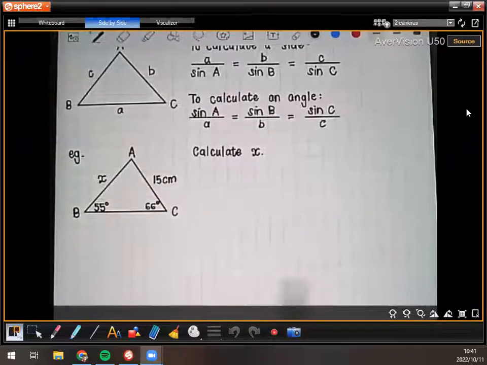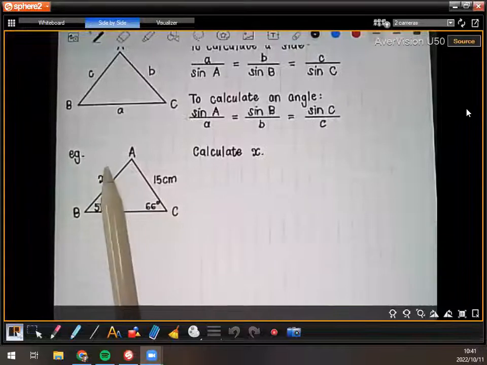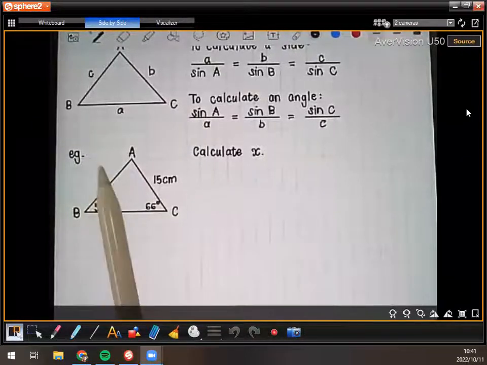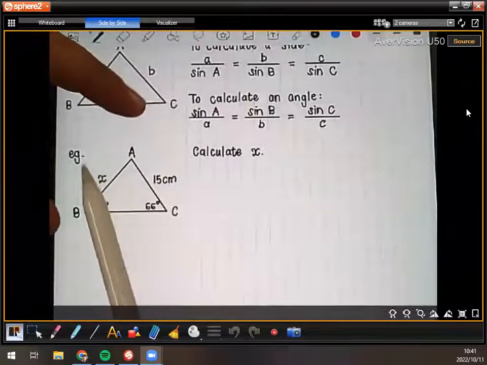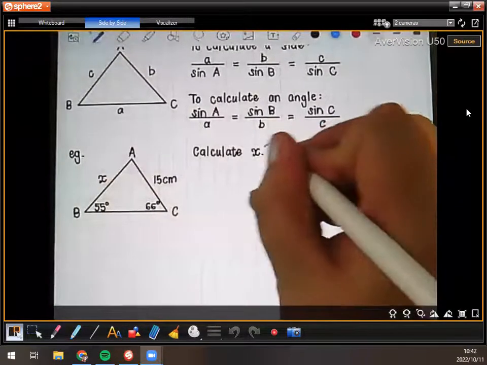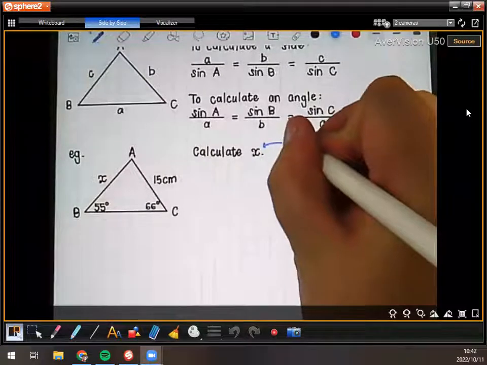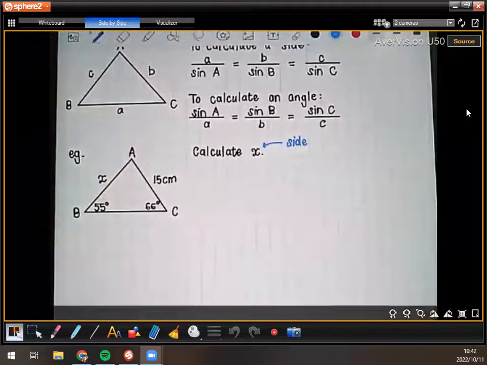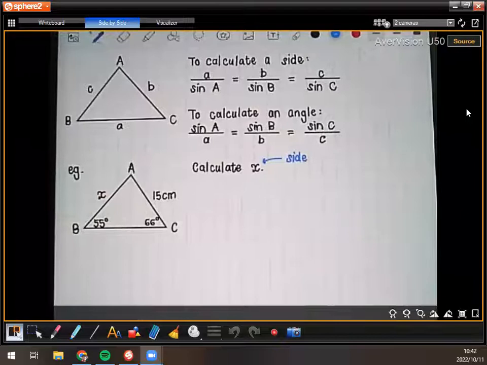Alright, now guys, in this case, you need to just look at what x actually is. Do we see that x is a side? In this case, right? Because you can see that it's written next to that line. So in this case, x is a side. So we're going to use the first version of this rule, where we put the side at the top over side and the opposite angle.